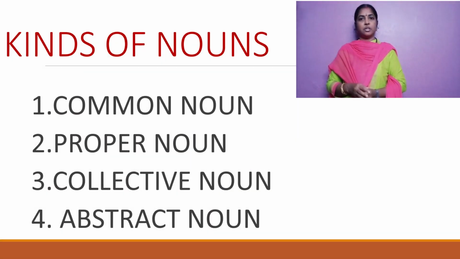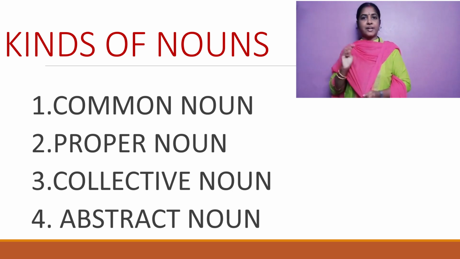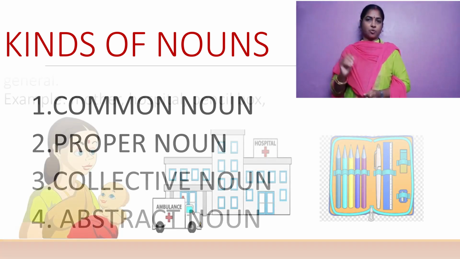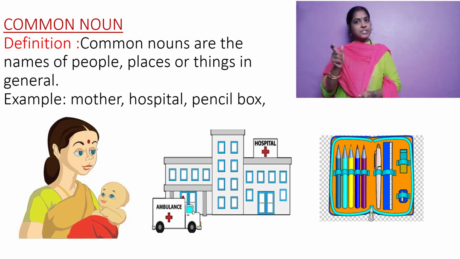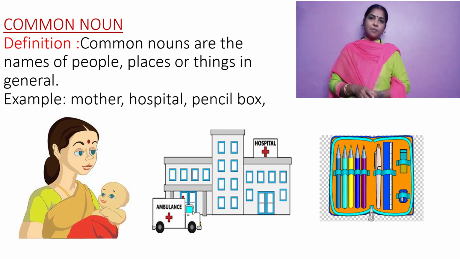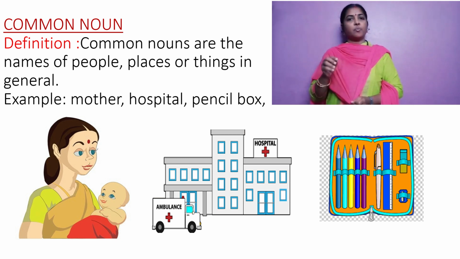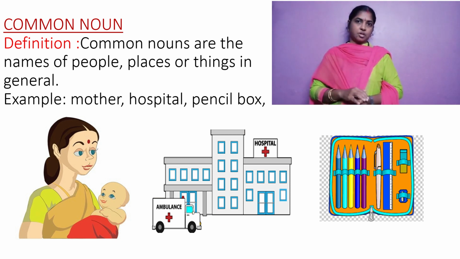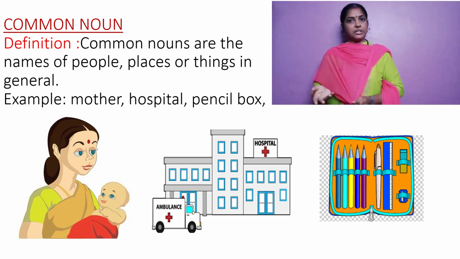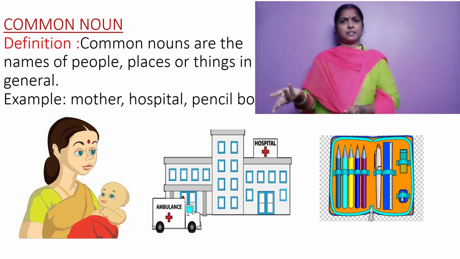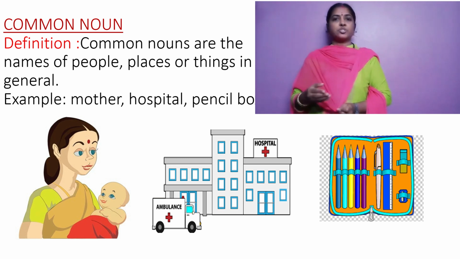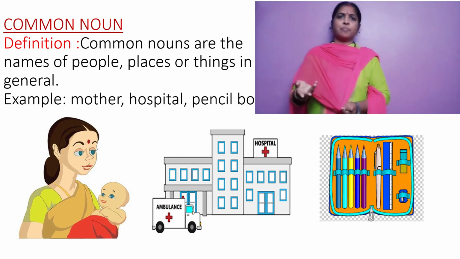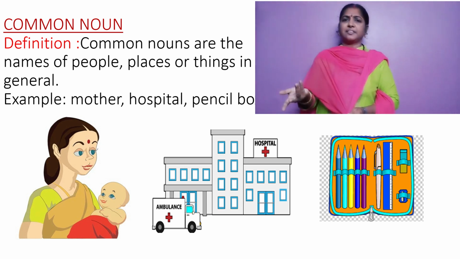Now let us know the kinds of nouns. There are four kinds of nouns: common noun, proper noun, collective noun, and abstract noun. Common noun. From the word itself, you can understand we talk about the name of a person, place or thing which are generally talked about. For example, as I already told you, a girl, a boy, mother, father, sister. If it is a place, a building, it may be a hospital. Now things, like a pencil box, a sharpener, anything.